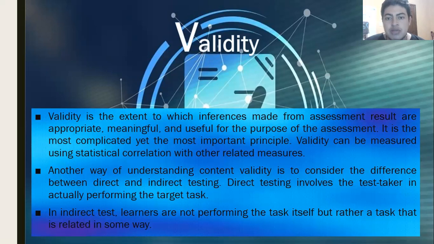The next principle is validity, the extent to which inferences made from assessment results are appropriate, meaningful, and useful for the purpose of the assessment. It is the most complicated, yet the most important principle. Validity can be measured using statistical correlation with other related measures. Another way of understanding content validity is to consider the difference between direct and indirect testing. Direct testing involves the test taker in actually performing the target task. In indirect testing, learners are not performing the task itself, but rather a task that is related in some way.